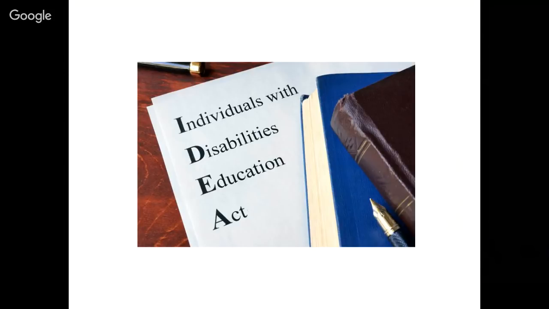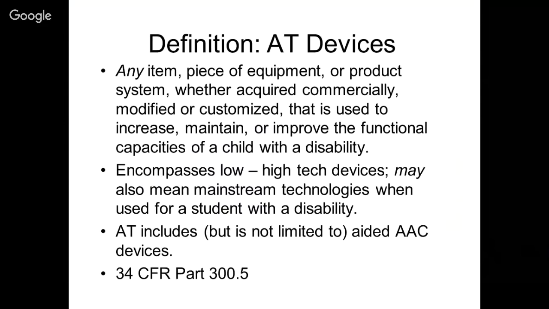So IDEA has a definition of assistive technology. The definition is quite broad. It is basically any item, and that's why "any" is italicized. It is any item as long as it is being used to increase, maintain, or improve the functional capacities of a child with a disability.